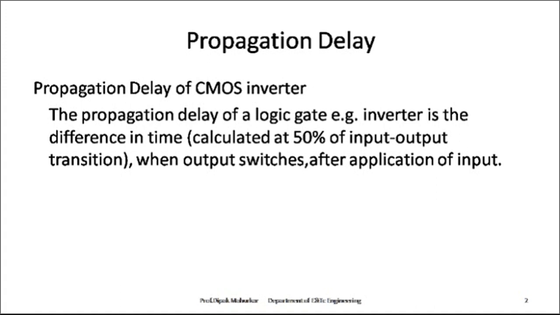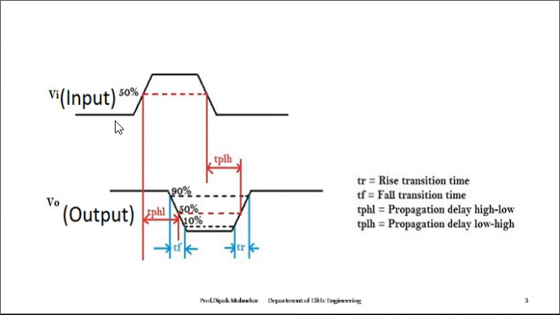So the propagation delay of a CMOS inverter, the propagation delay of a logic gate, that is the inverter, is the difference in time calculated at 50% of input and output transition when the output switches after application of the input. See the diagram for the propagation delay. These are the input voltage waveform. Okay, these are your output waveform. It is inverted, which means when the input is 1, the output is 0. See here, after reaching the 50%, after the time delay, it will go down like this.